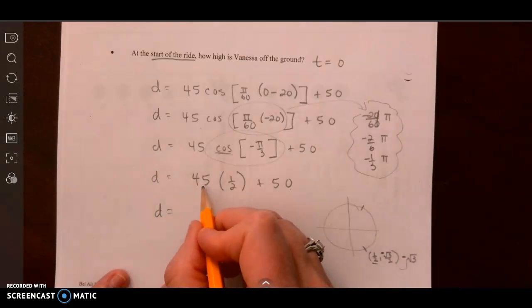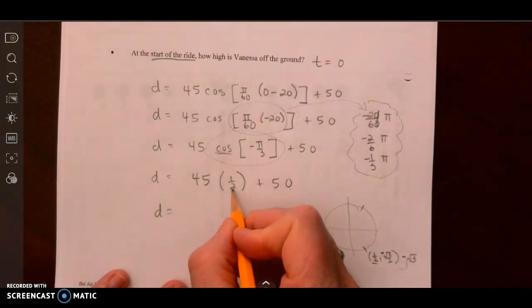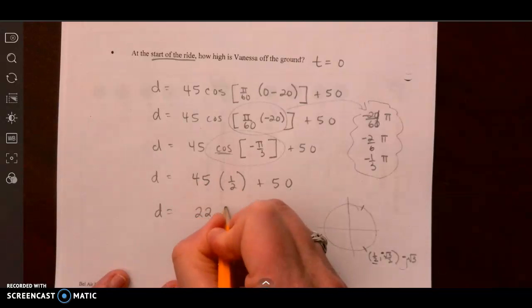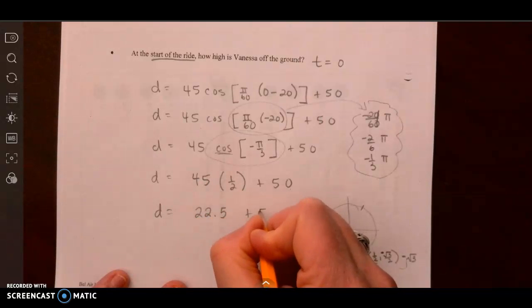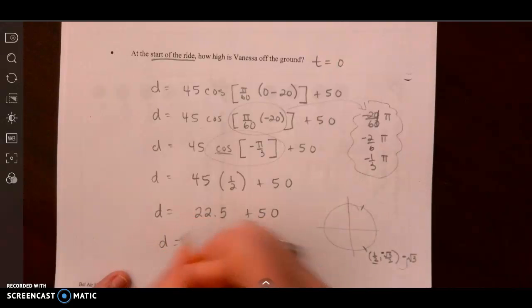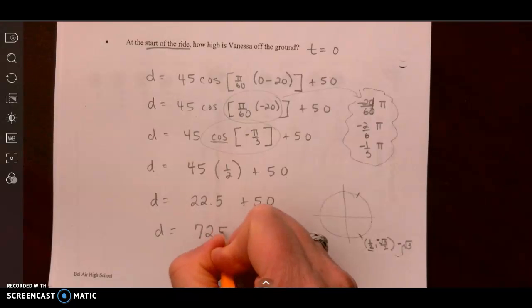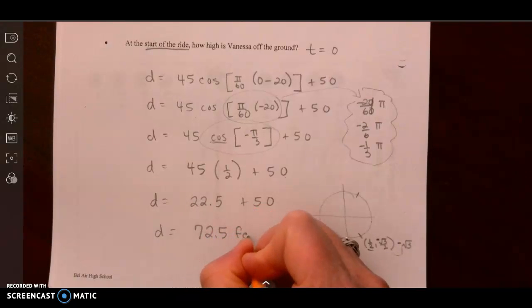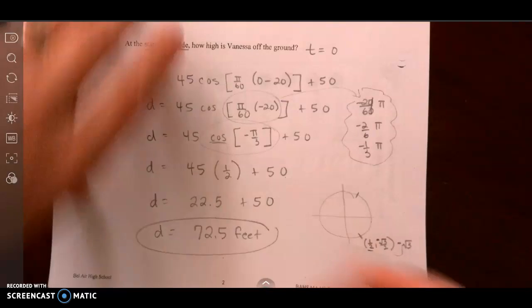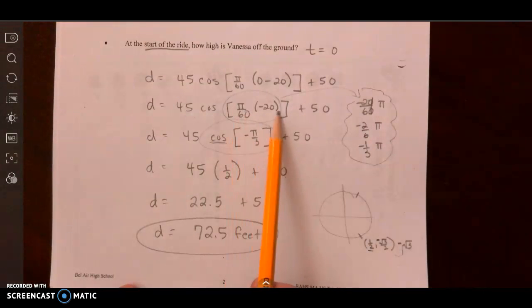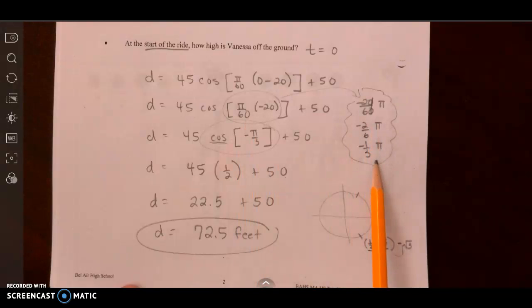So my distance is, what's half of 45? That would be 22.5 plus 50. So I get 72.5 feet. Just right here, I just had to simplify in order to get something that's on the unit circle. And that's how I'd be able to solve this. And that's my final answer.